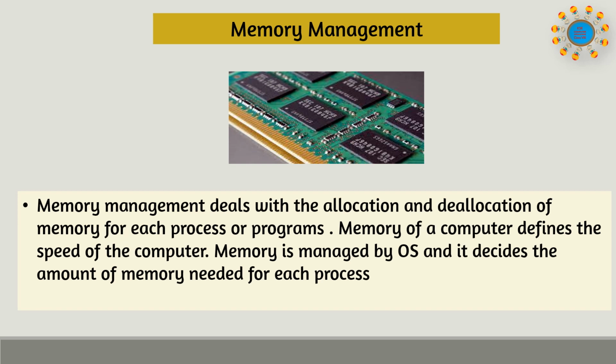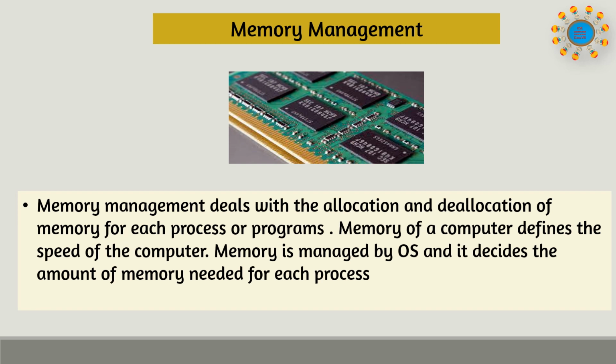Memory management deals with the allocation and deallocation of memory for each process or program. Memory we can define as the speed of the computer also. When a work is done, that means when inputting and outputting is done, the buffer memory is allocated, and after completing, the memory will be released, and for the new work memory will be given.